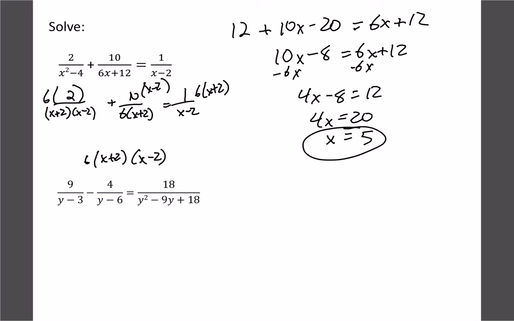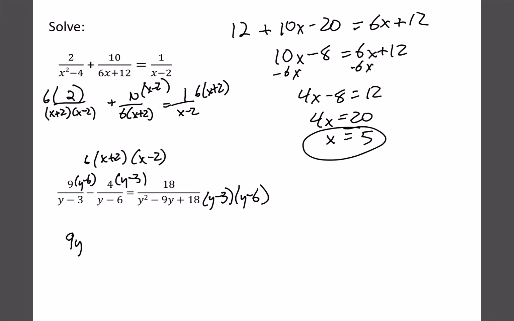Okay, this next example, same sort of thing. We've got y minus 3, y minus 6. If we factor the bottom, we'd have y minus 3 and y minus 6 for our two factors. So you can see those are our common denominators. So all we have to do is times our 9 by y minus 6, times our 4 by y minus 3, and we're good.